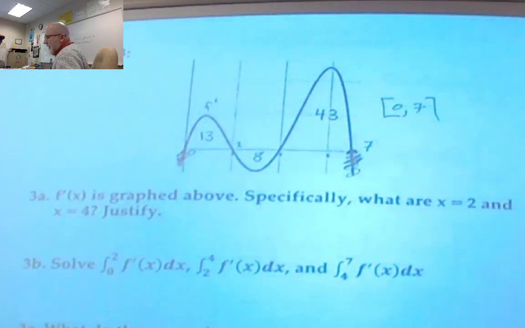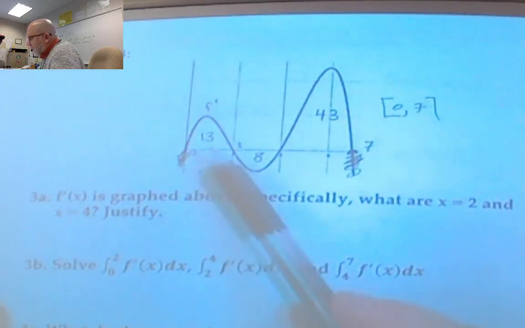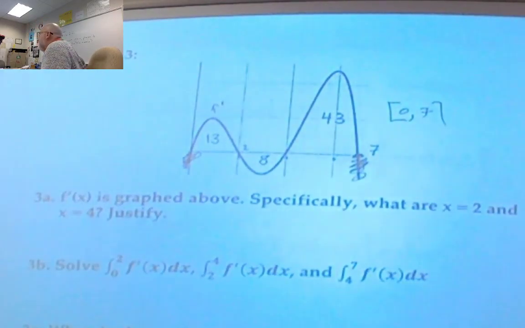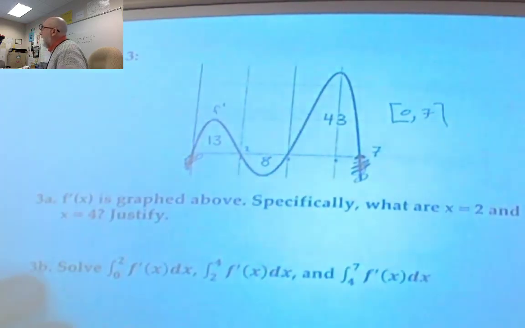So back to you, Nikita. What can you tell me about f from 0 to 2? F is increasing. Why? Because the derivative of f is positive. Perfect. What can you tell me about from 2 to 4, Aaron? F is decreasing because the derivative of f is negative. Perfect.